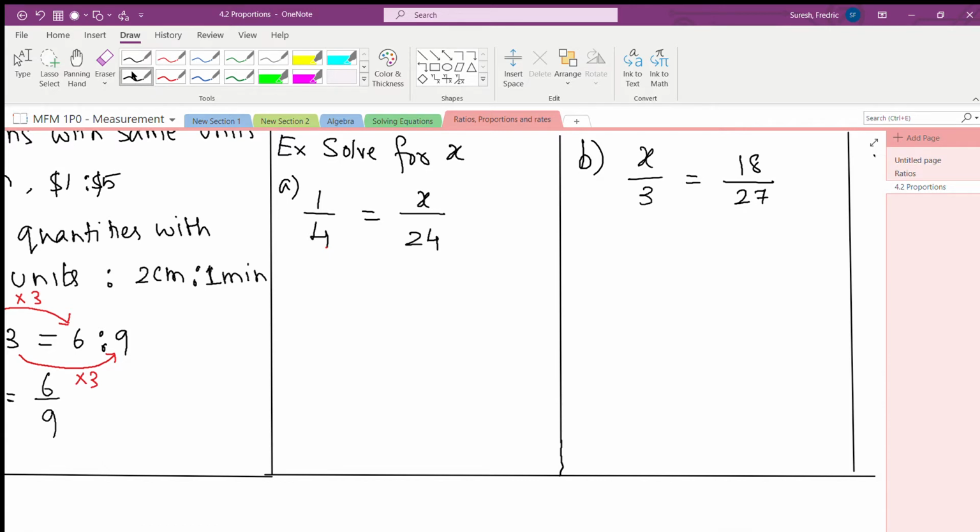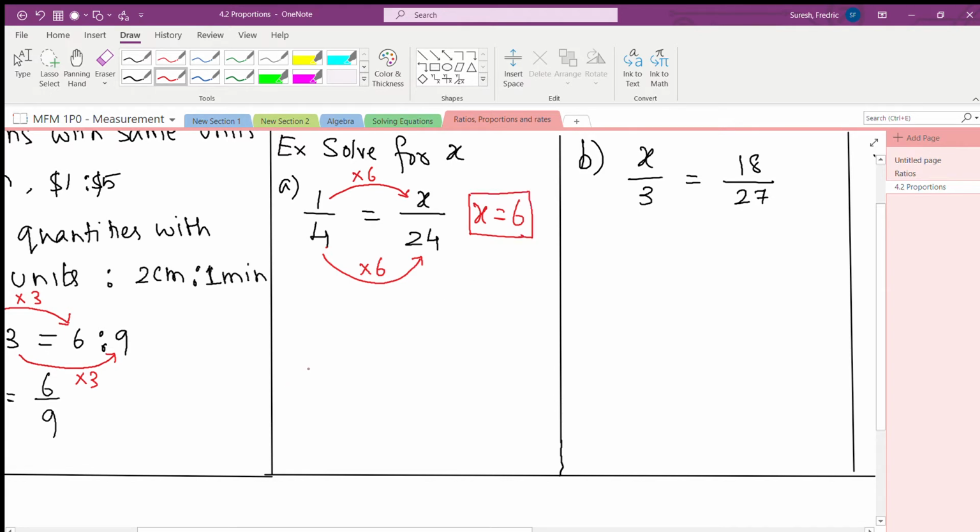First thing we do is we ask ourselves, the number 24 on the right side here is bigger than the 4. And so what should we do to the 4 to get 24? So we say we have to multiply this by a 6 to get that. So that means to find the x, we have to multiply the top by the same number. So 1 times 6 is 6. So the answer is x equals 6. So this is one way of solving this problem.